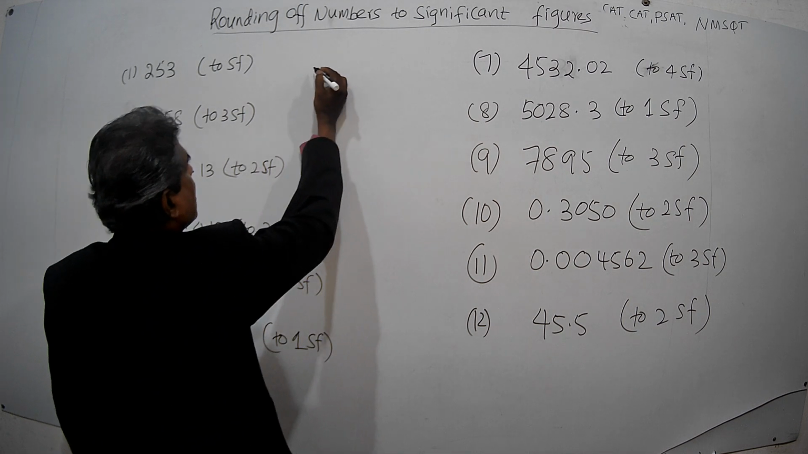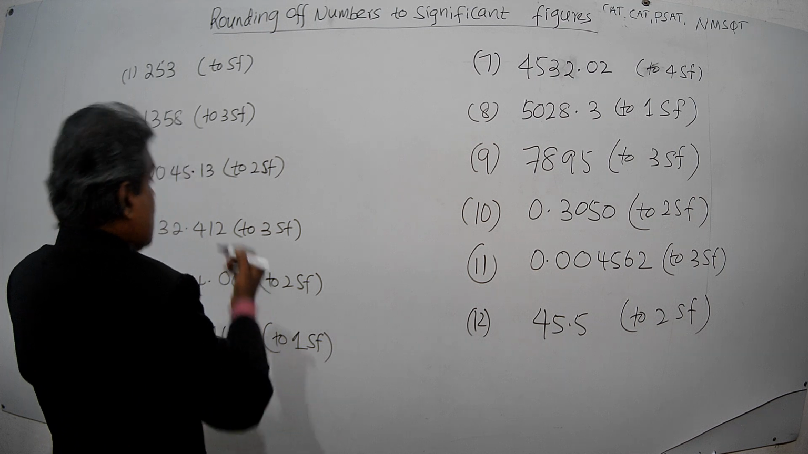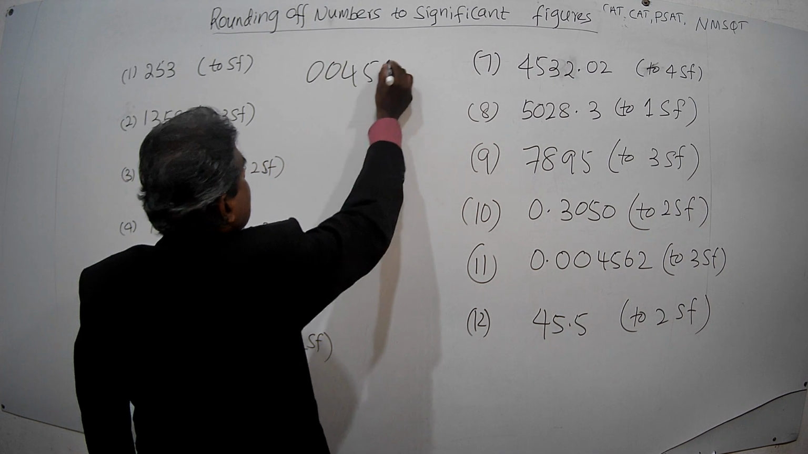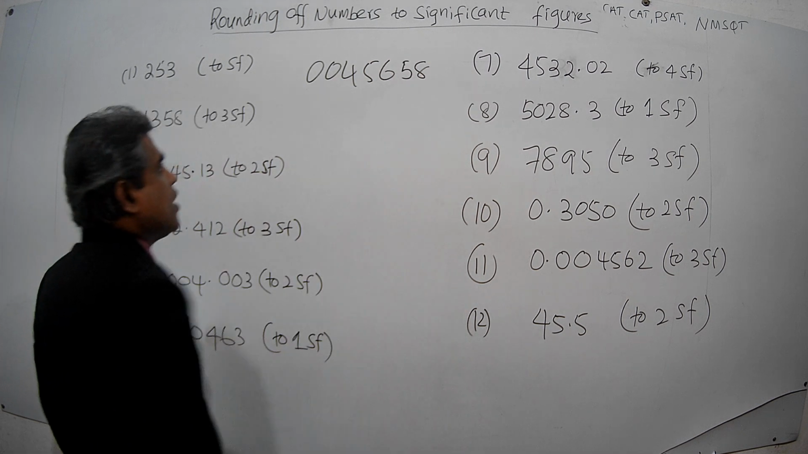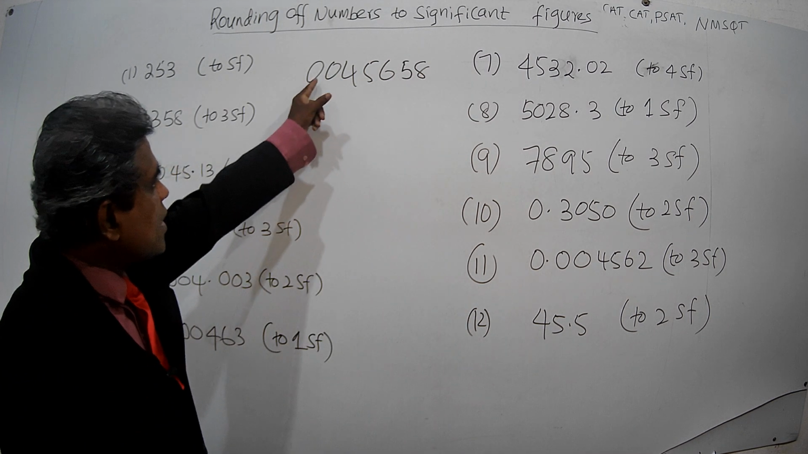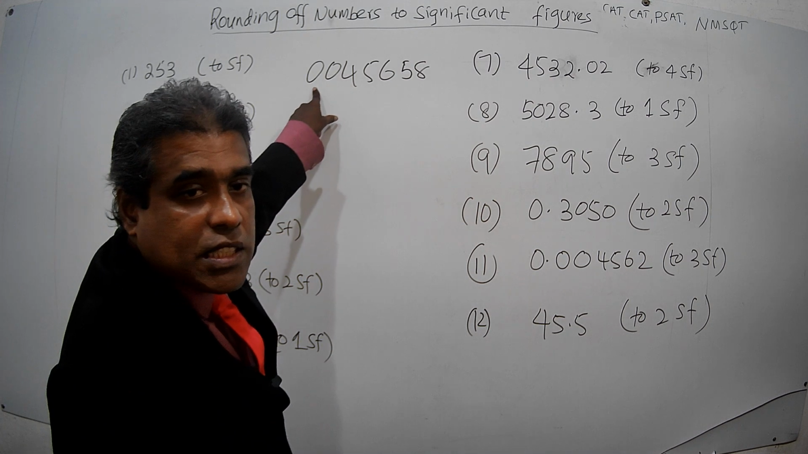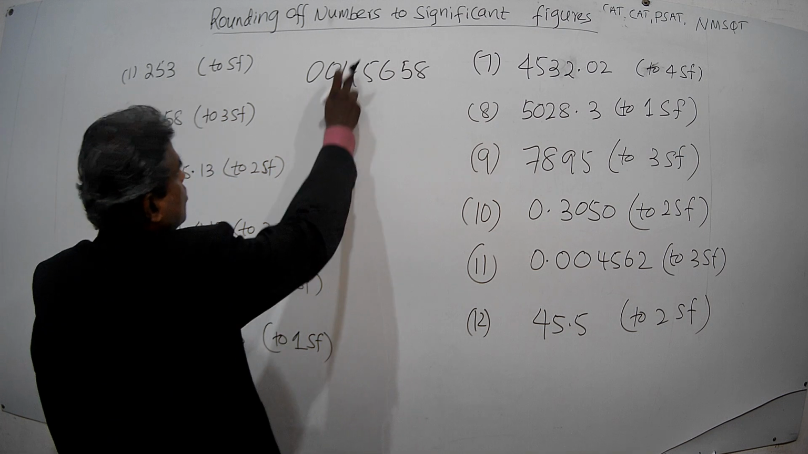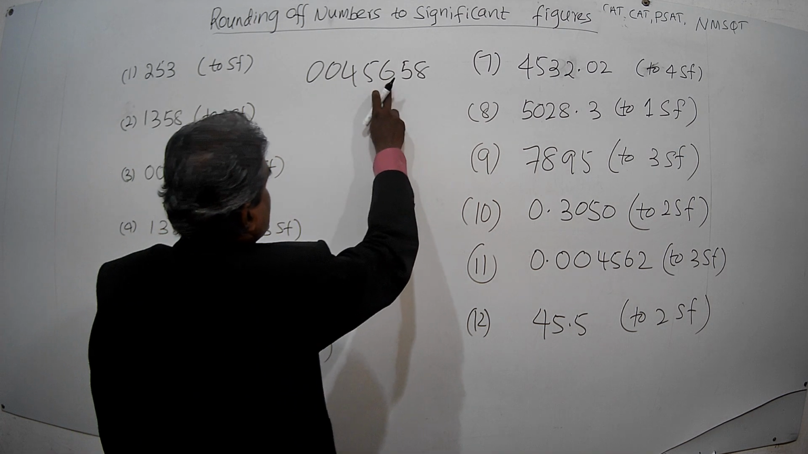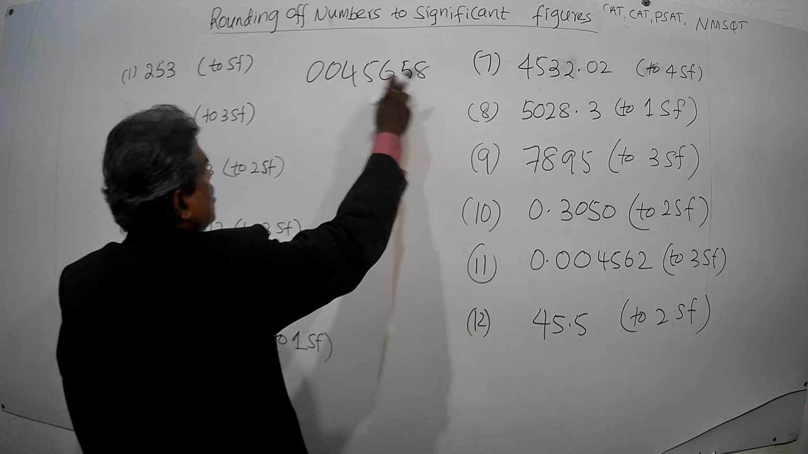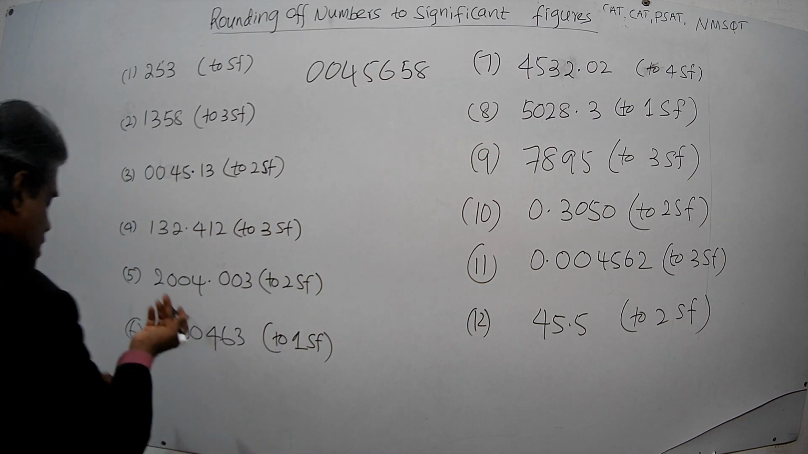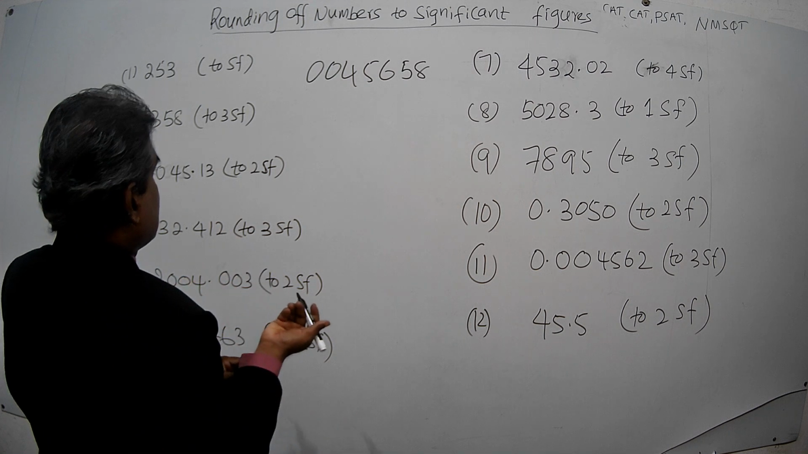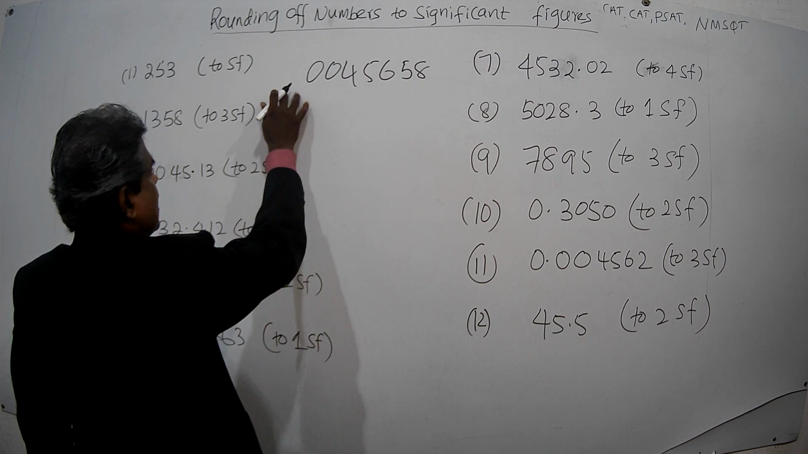Now if you take a number like this one, there are two zeros at the beginning. These are called preceding zeros. These preceding zeros are not significant figures. The significant figures start from here: this is the first significant figure, then the second, third, fourth, and fifth significant figure. As I told you, the counting of significant figures is done from the left side of the number, that means from this side of the number.